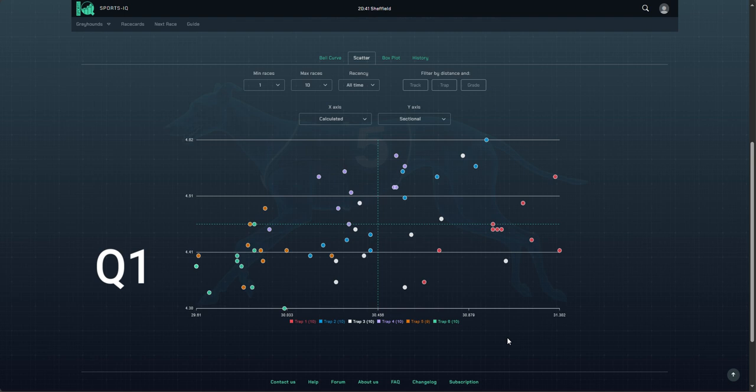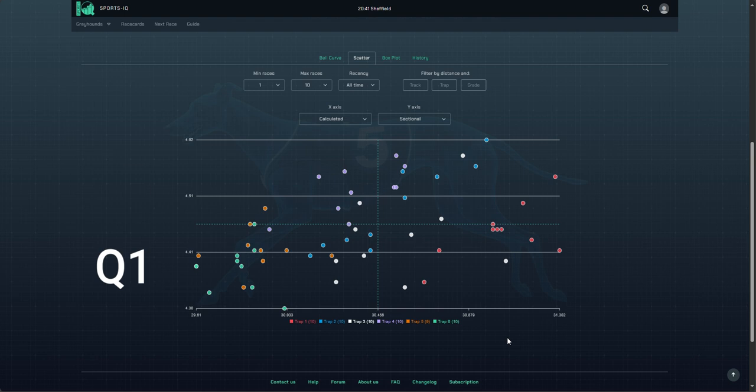And why is this? So as we can see from the calculated time at the bottom, dogs that finish further to the left are on average the fastest dogs around the track, and dogs that finish closer to the bottom in relation to the y-axis, the sectional time, are usually the fastest over 80 meters or 100 meters. So in the bottom left quadrant, we're looking at dogs that trap really well and finish really well over the whole circuit.